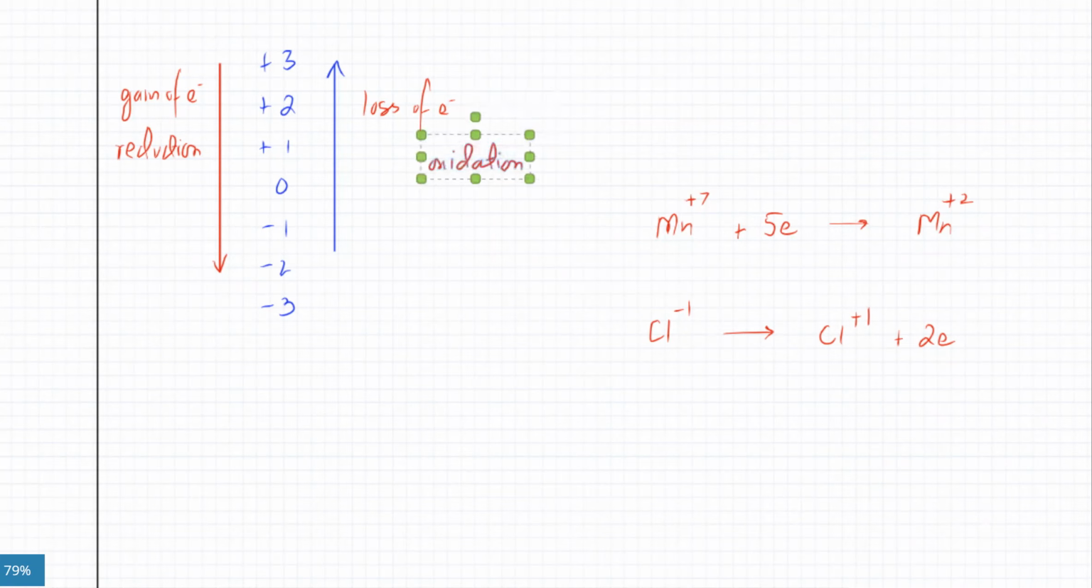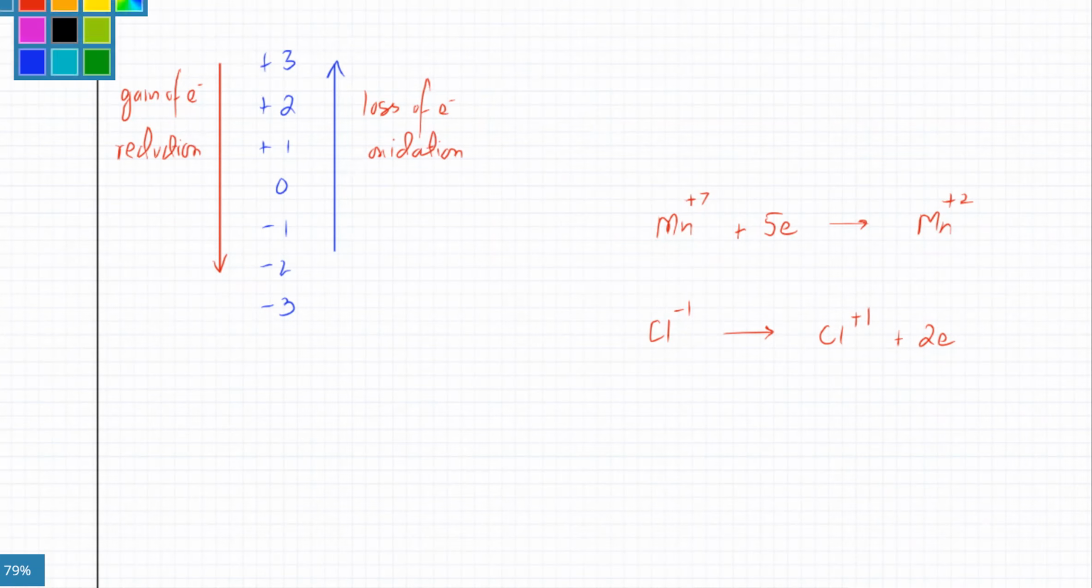Oxidation, I mean, this should be on your fingertips. You don't have to think about this. Whenever there's a loss of electrons, oxidation happens, the charge goes up. Whenever there's a gain of electrons, reduction happens and the charge goes down. So you shouldn't be confused with this.